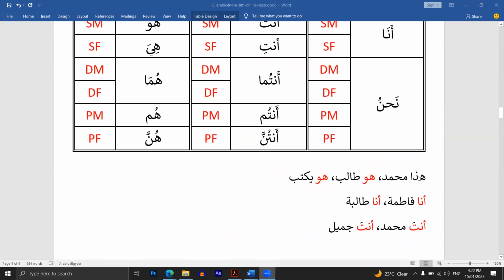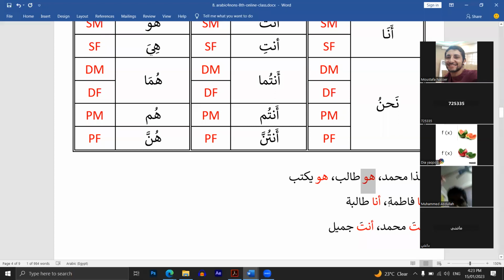Here are some examples. هذا محمد, this is Muhammad. Then هو طالب. Here, as you can see, I started the second sentence with a pronoun instead of repeating Muhammad. هذا محمد، محمد طالب، محمد يكتب. So we replaced.